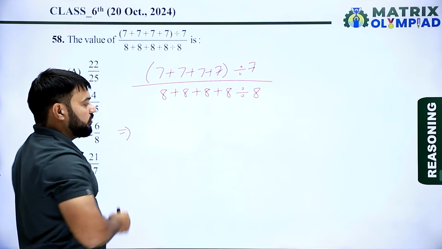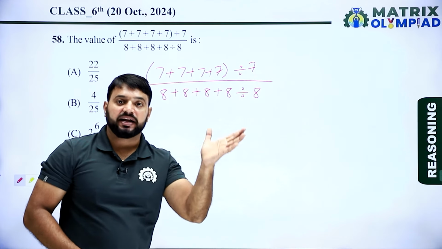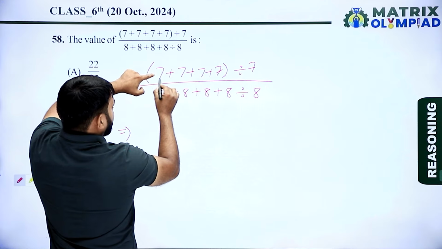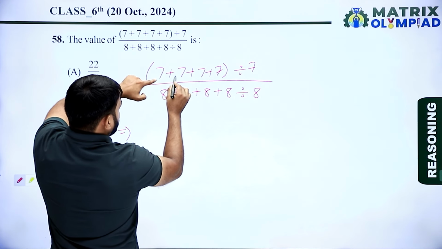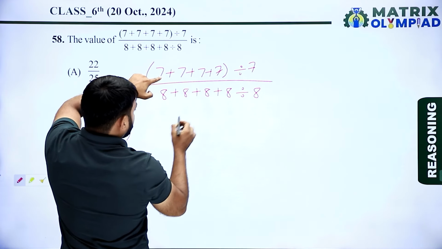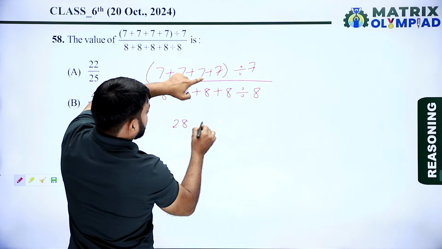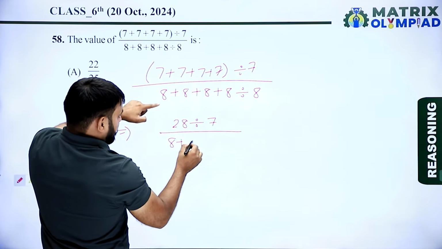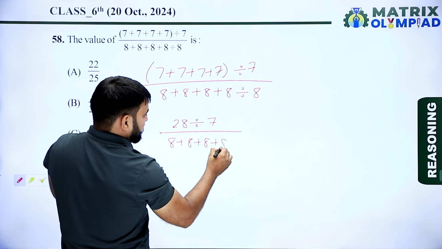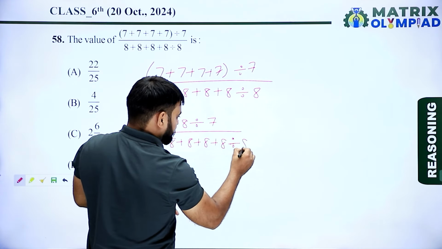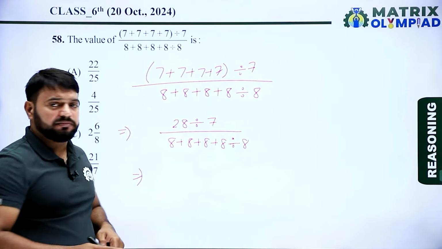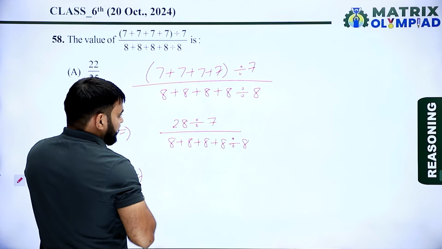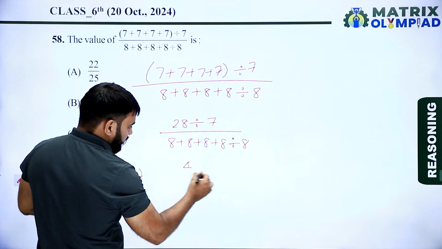Using the BODMAS rule, first solve the brackets according to BODMAS. So solve the bracket, it means adding the 7s. So 7 plus 7 plus 7 plus 7 means 28. Now 28 divided by 7, 8 plus 8 plus 8 plus 8 divided by 8. Now divide the numbers according to BODMAS. So 28 divided by 7 means 4.